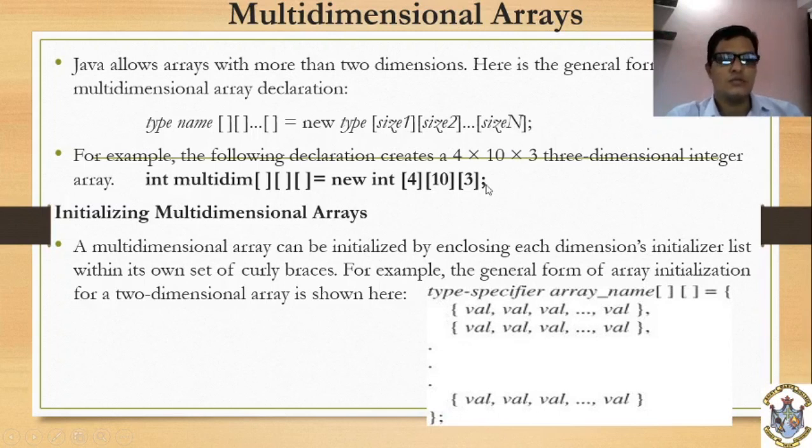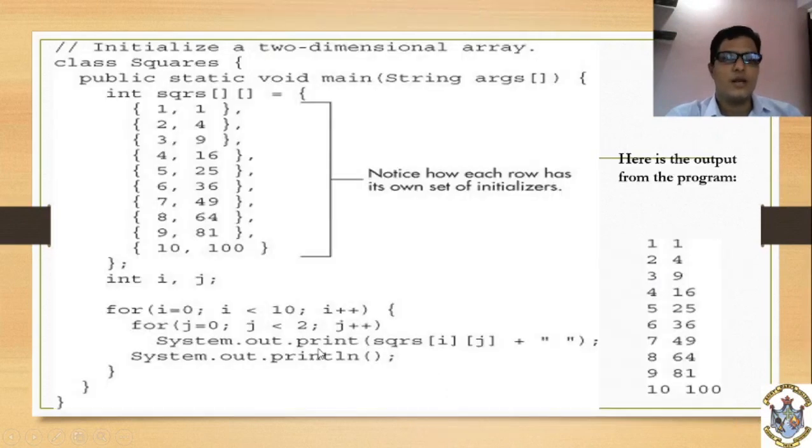Got it? So then we can initialize the multidimensional array by using an open curly brace followed by the square brackets followed by commas, and it is also terminated with a closing curly brace followed by a semicolon. And now let us see an example.